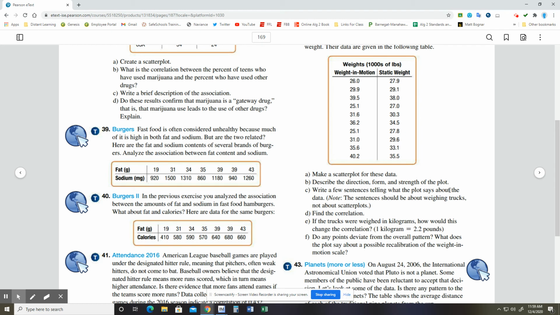Part F. Do any points deviate from the overall pattern? What does the plot say about a possible recalibration of the weigh in motion scale? Again, just to bypass everything, I'm just going to read to you what the back of the book says. At the higher end of the weigh in scale, there is one point where the weight in motion is much higher than the static weight. The line does not seem to go through the points where x and y are equal. The new scale may have to be recalibrated.